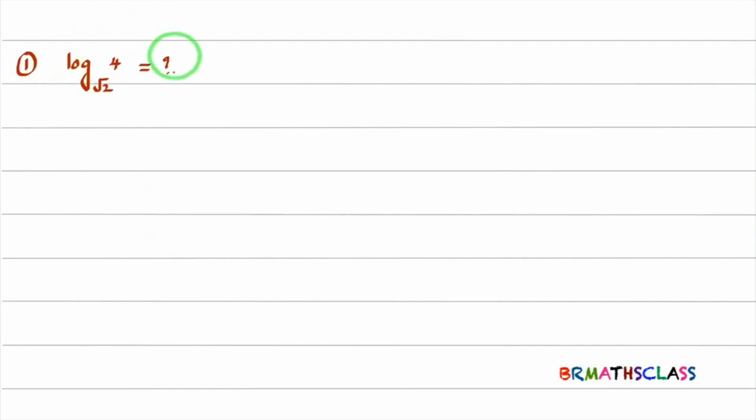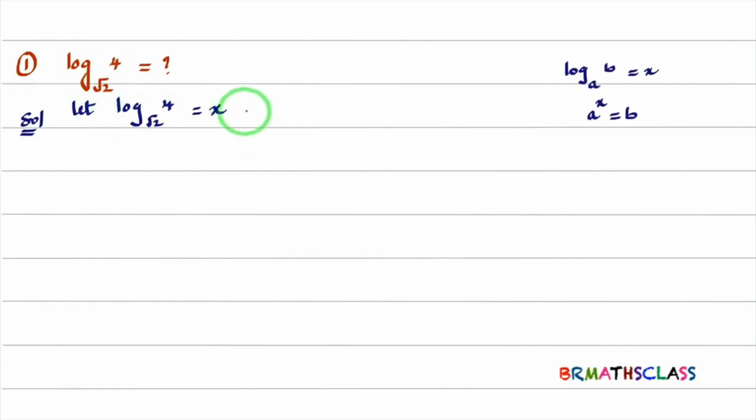Now this is the first problem in this logarithm chapter. We need to find the value of log 4 base root 2. First, take this log 4 base root 2 value as x. I need to find the value of x. How do we write this into exponent form? It can be written in the form a power x equal to b. That is, (root 2) whole power x equal to 4.